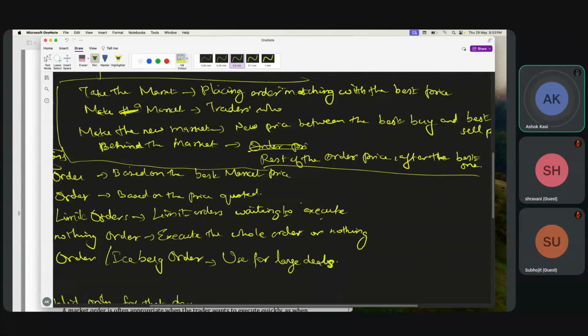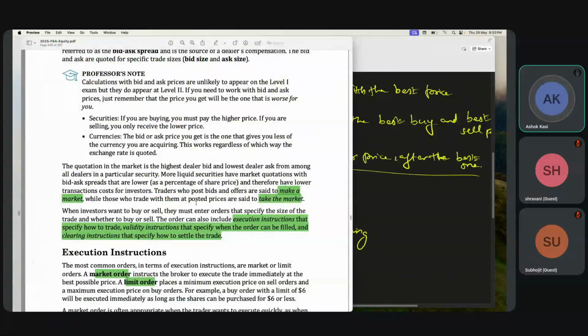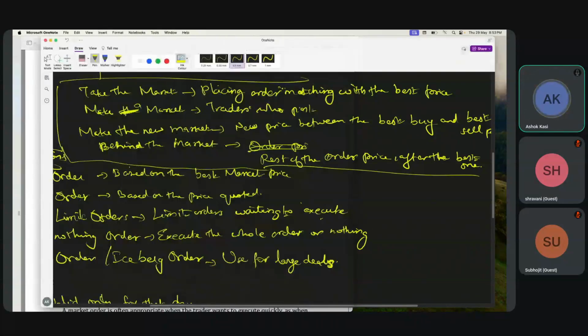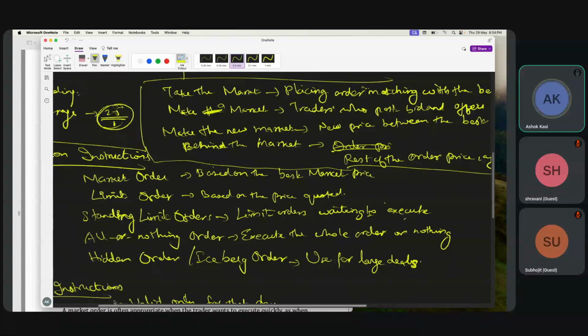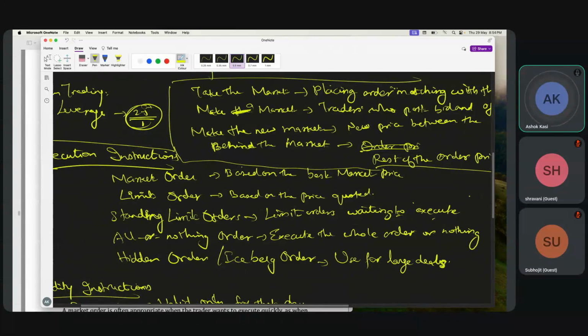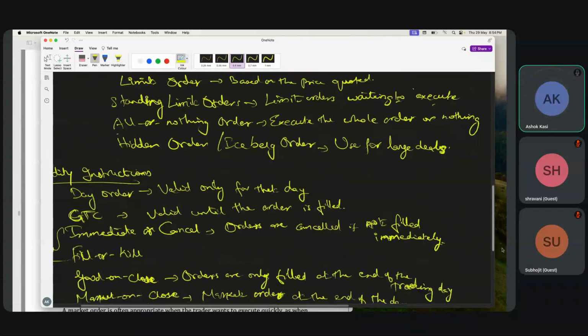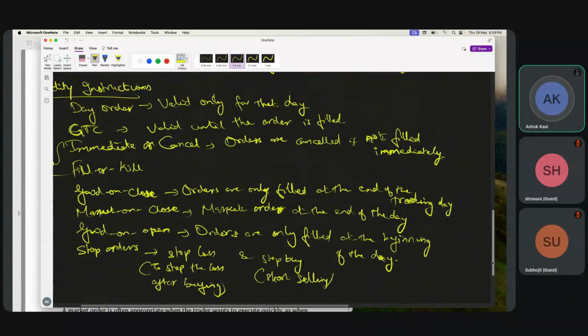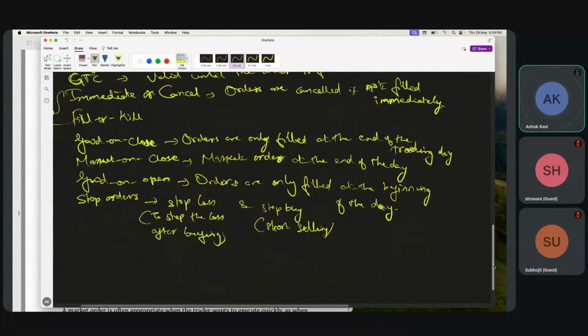Traders who post bids and offers, that is to make the market. Okay. So this is a very important one. That's why I was quickly summarizing like this. It is very important, and you will get maybe one or two questions from this for sure in the exam. Okay.